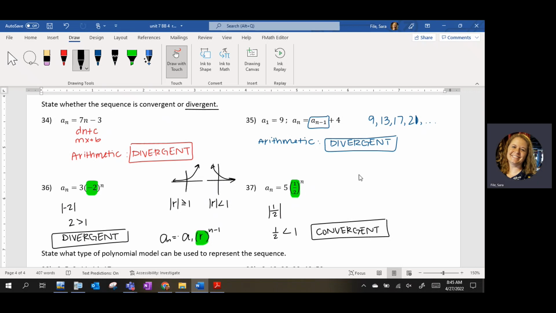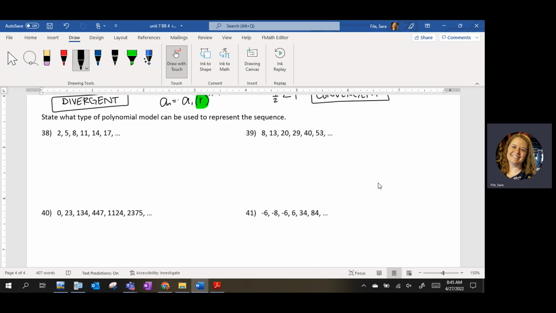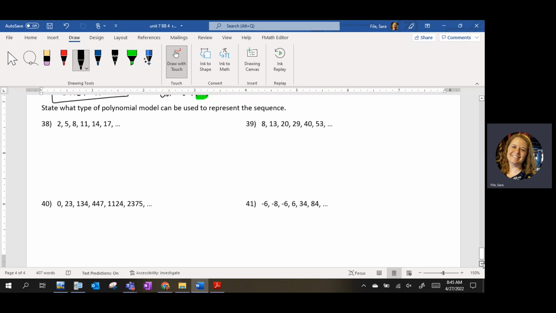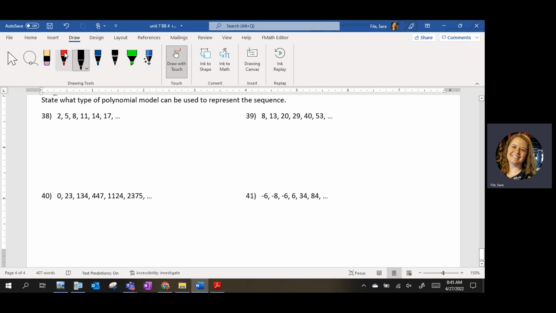Okay, so that's convergent versus divergent. And then this last section on the last page, we had one on the quiz like this as well, that we went over yesterday. When you are asked what type of polynomial model could be used to represent the sequence, this is where you're finding the differences. And this is where we said, once you find the constant difference, where all the differences are the same, that tells you what type of model it will be.